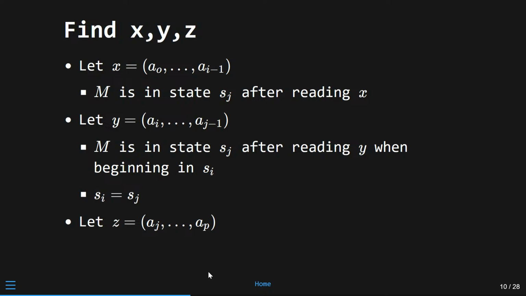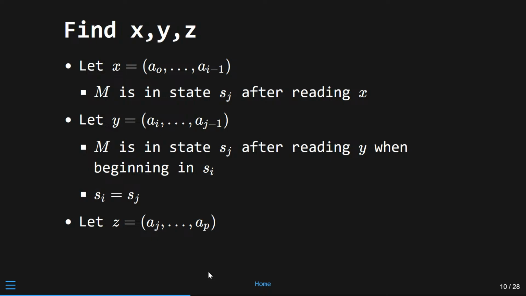a_p is the final letter. That's just the last letter, because the string is of length p. That is the jth character, which is when we were in the repeated state the second time. That's the ith character, when we were in the repeated state the first time. And this is the beginning of the string.